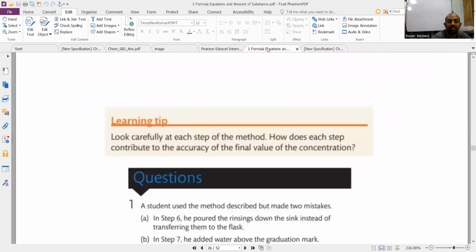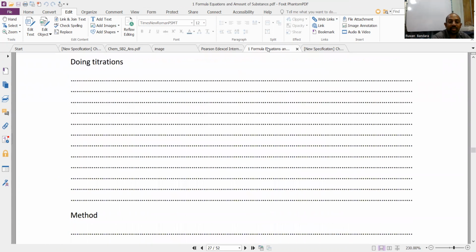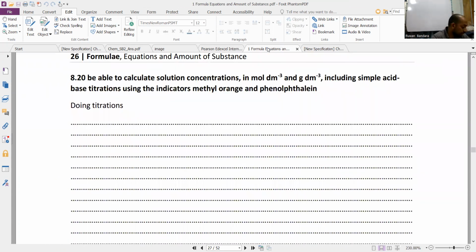Tamil, right? Tamil. All right. Next one, titrations.